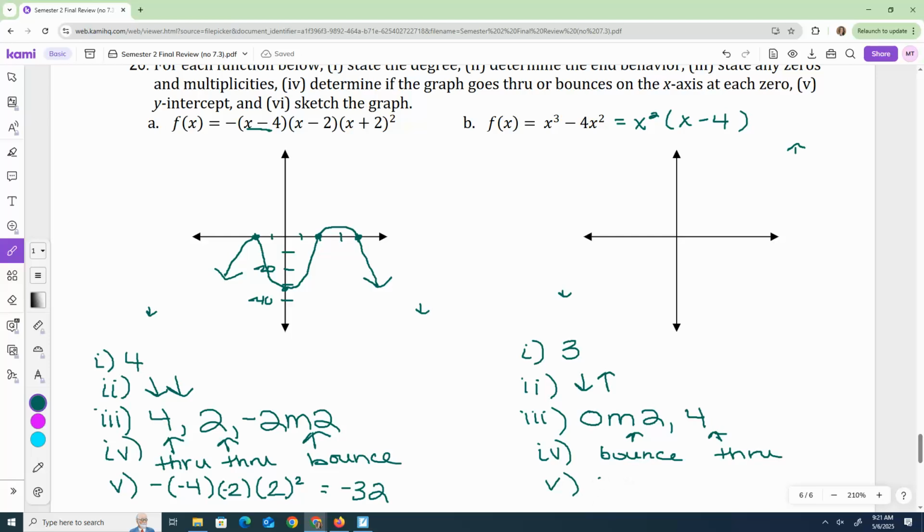And last, if you put in a 0 for all of your x's, you just get 0. We hit the x-axis at 0 and 4. Y-axis at 0. Starting down here, we're going to bounce at the 0, so we hit it and come back down. And then you have to go through this one. And you can check at the end it matches the end behavior we set.